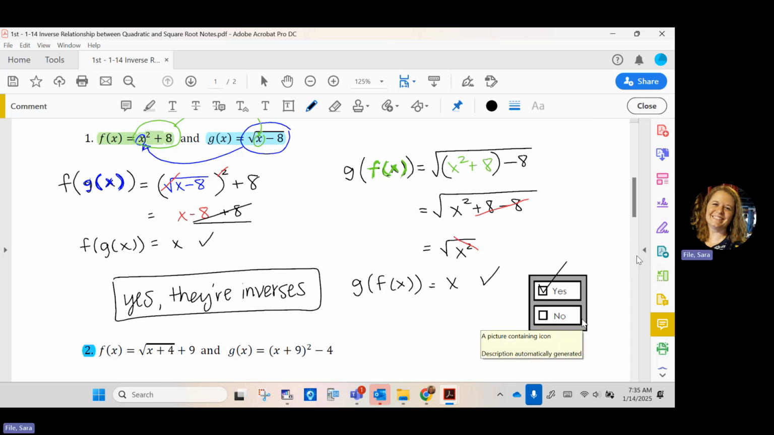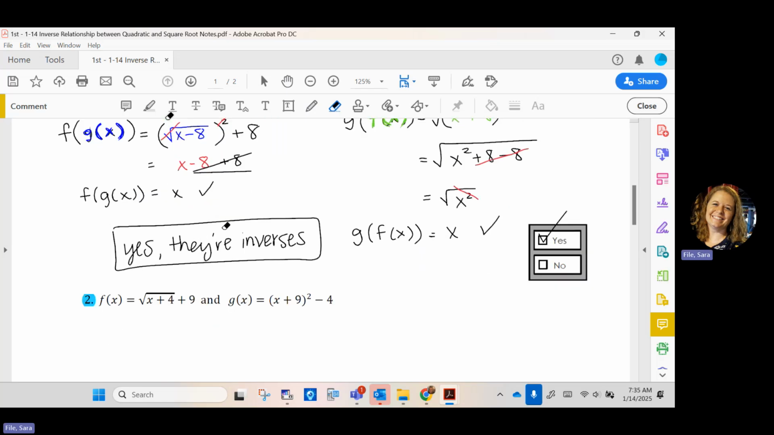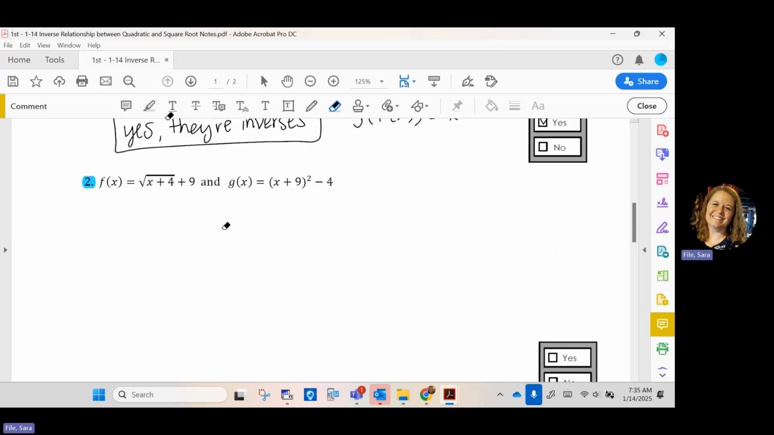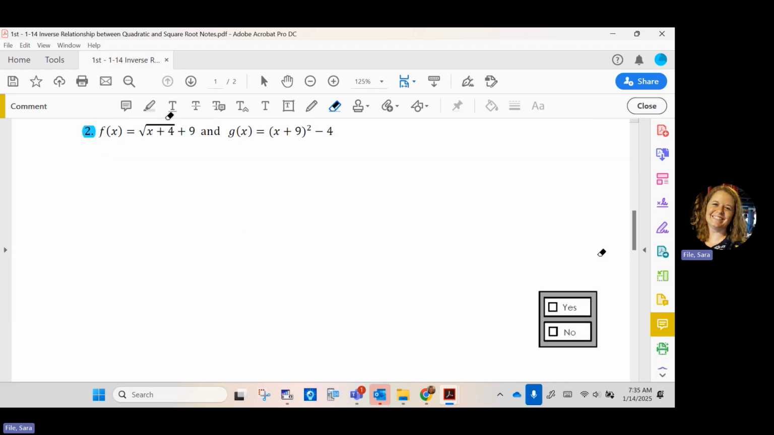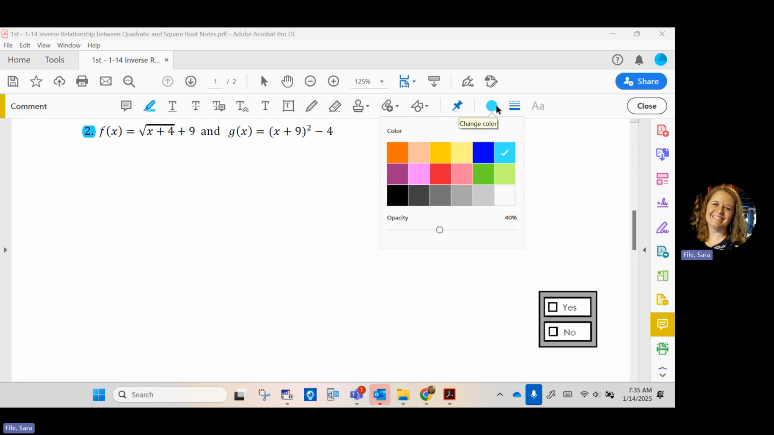Feel okay about those? I don't know why number 2 is highlighted, but oh well. Let's give it a shot. We want to do the same thing. We want to verify, are these functions inverses? Okay, so I'm going to do the same thing. Pick a couple different colors.